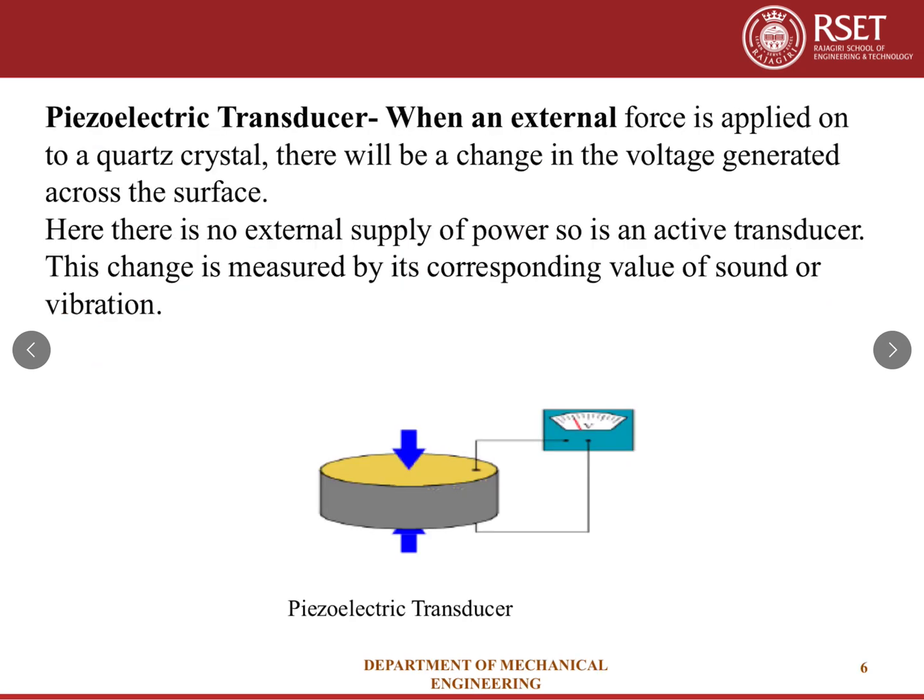Now this represents a piezoelectric transducer. When an external force is applied, there will be a change in the voltage generated across the surface. That will be detected by a voltmeter. So there is no external supply for its working. So this is an active transducer.